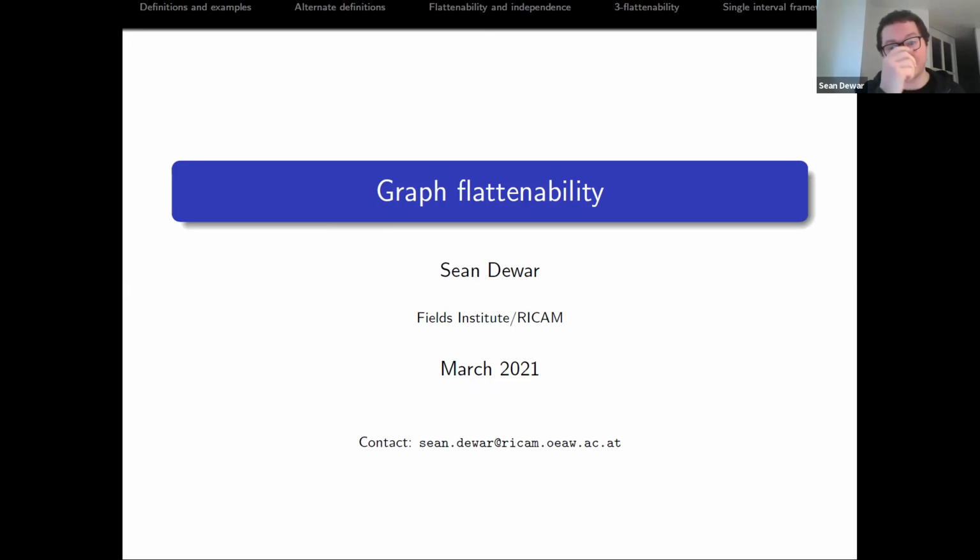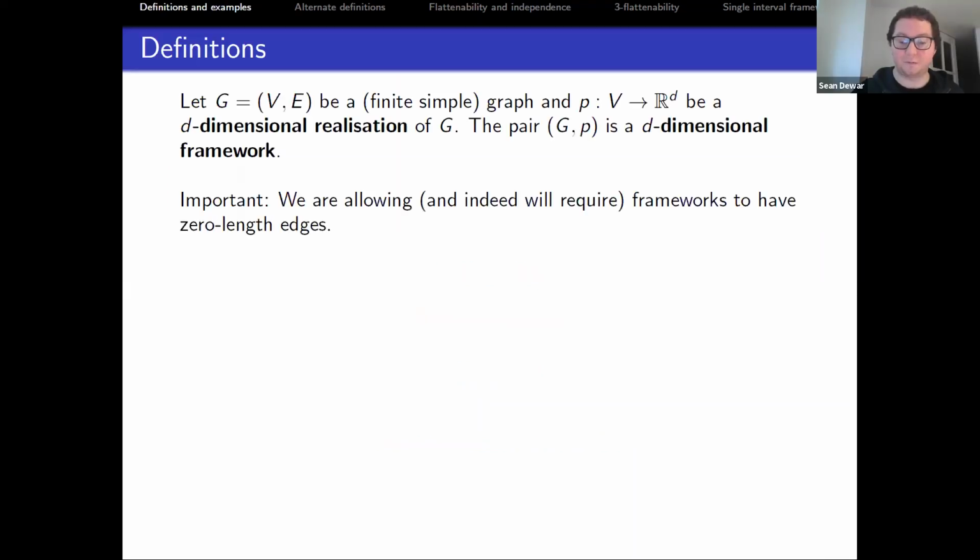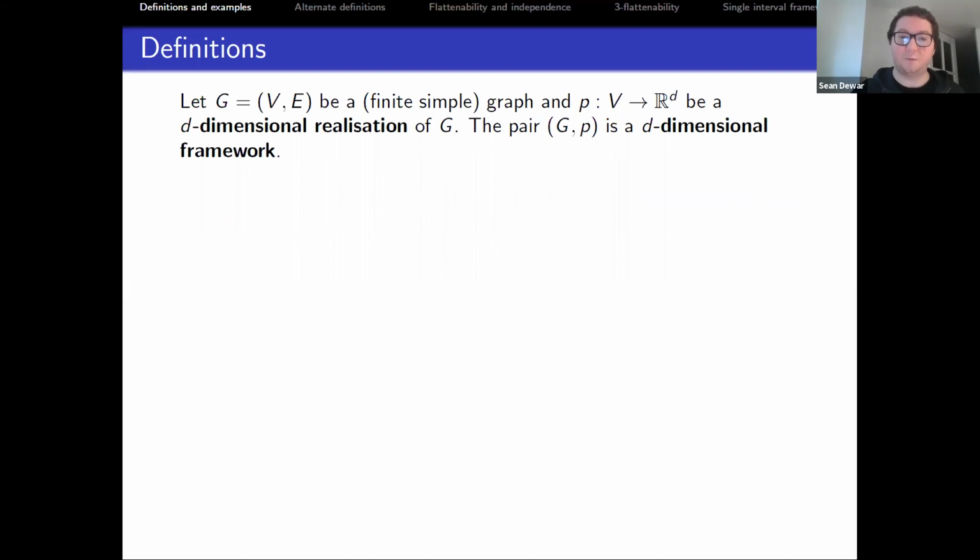The topic we're going to be looking at, flattenability, is closely linked to rigidity, but at the same time not the same thing. So I'm going to jump into some definitions. We're just going to use the normal notation. All the graphs are going to be finite and simple. We're not going to do anything too weird.